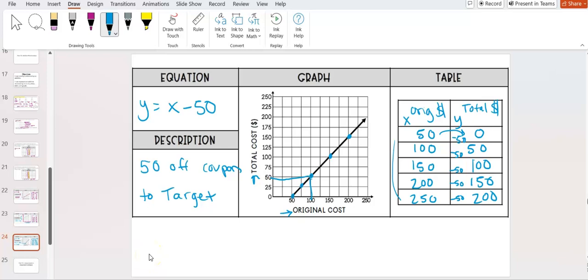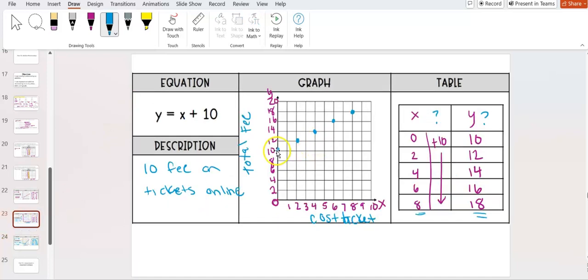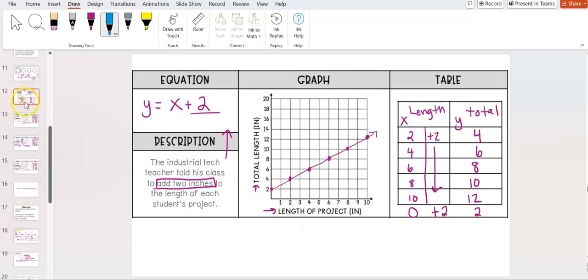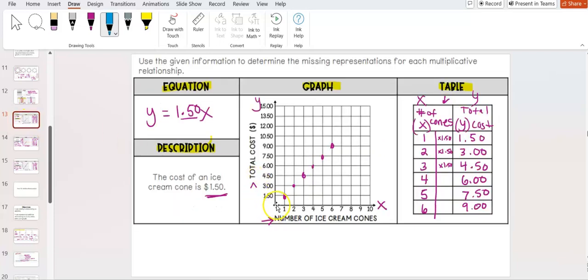So additive is very similar to multiplicative, but we're going to add or subtract instead of multiply or divide. Something else you might notice is that additive graphs, they're not going to start at 0 for the most part, because when 0 is something, you're going to add or subtract something. So it's always going to be on the x or y axis. So that's a really good way to tell the difference between additives. See, here we started at 0, 10. Here we started at 0, 2, versus our multiplicative graphs, which always end up at 0, 0.